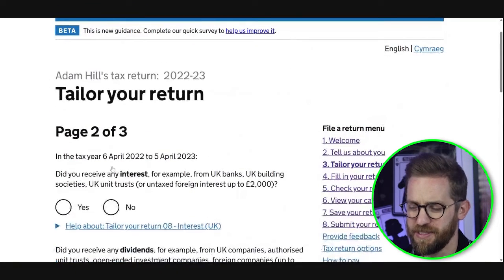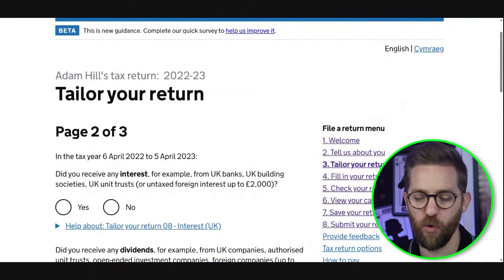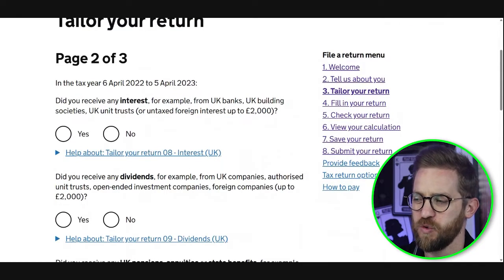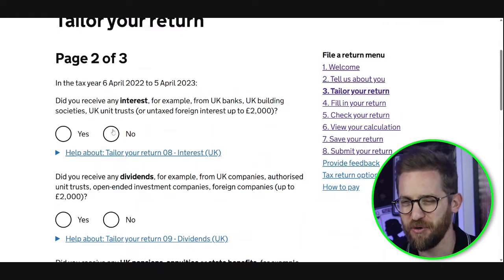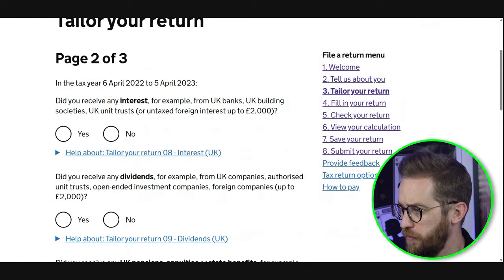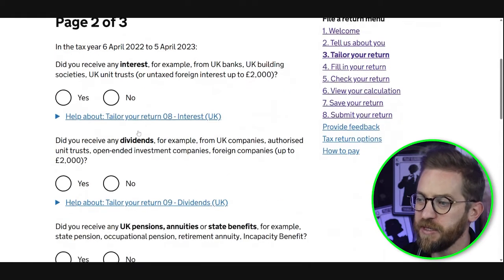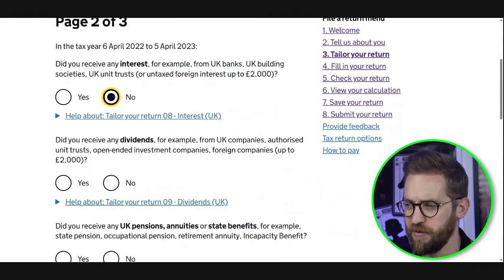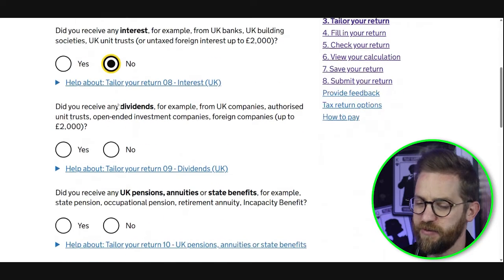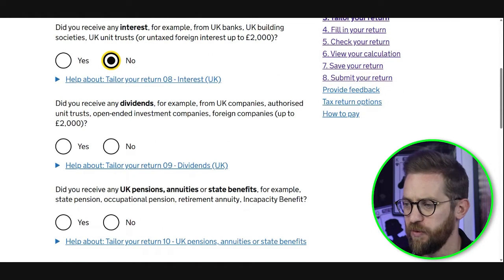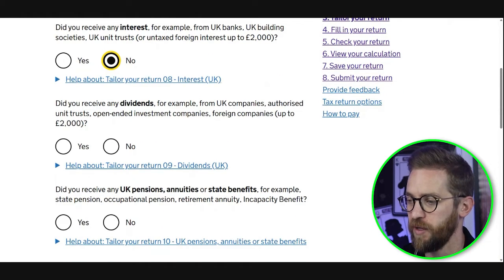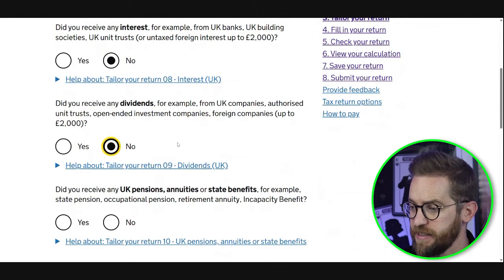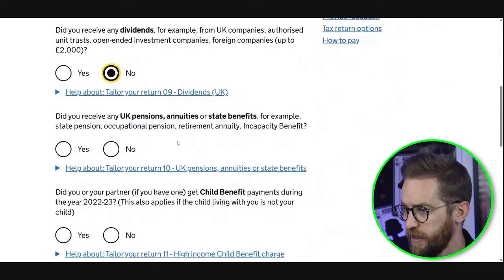And on page 2, it's just going to be more questions trying to determine what types of income you had during the tax year. Again, we're looking at the 22-23 tax year now, but it's pretty much the same setup across each different tax year. Did you receive any interest? I'll say no, but that's going to be bank interest, building society, that kind of thing. If you have loans with people and they're paying you interest on that loan, potentially it could fall under that section. Dividends, if you own shares in companies, in listed companies, or any companies for that matter.